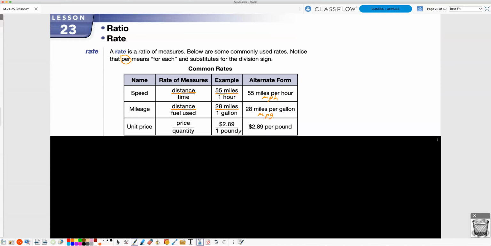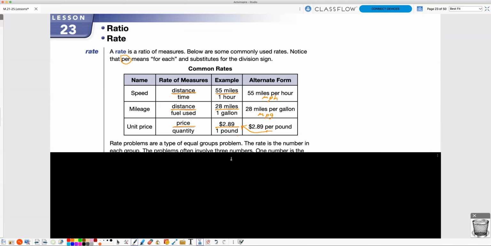And you could have unit price, where you'd have the price divided by a quantity to tell you how much per the quantity, like what the rate is. So if it's $2.89 for every pound, it's $2.89 divided by a pound. That's $2.89 per pound. And per just substitutes for the fraction bar or the division sign.